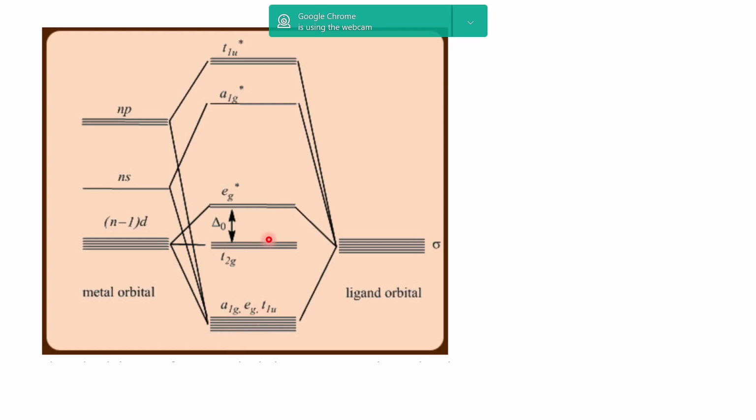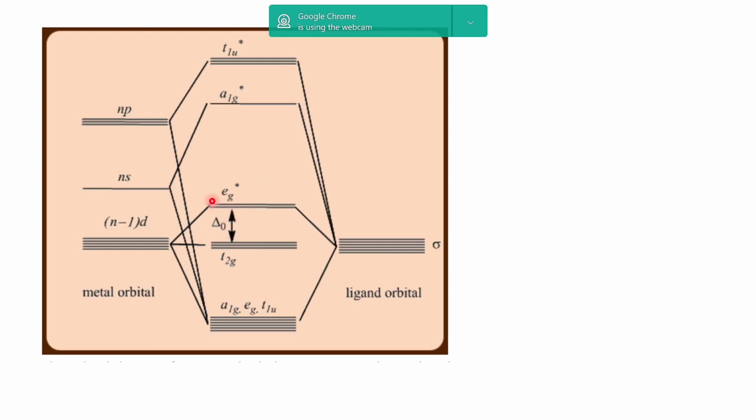Then this t2g is non-bonding in nature, and there we have three t2g levels. Each t2g orbital can accommodate 2 electrons. So 3 into 2, 6 electrons can be accommodated at the max here. But the thing to note here is that it is a non-bonding orbital. It is not interacting with the ligand. So it is not necessary that we have to fully fill the t2g orbitals. It is fine if we have 2 electrons also.